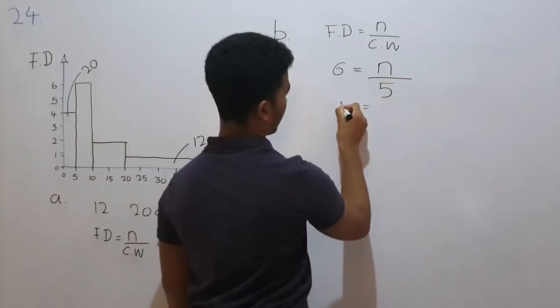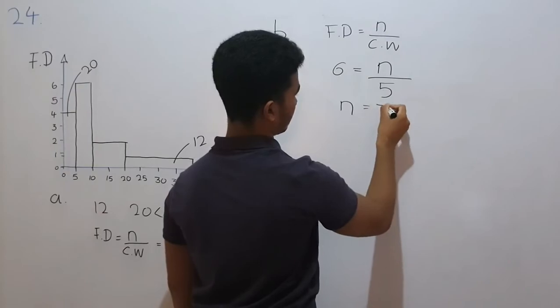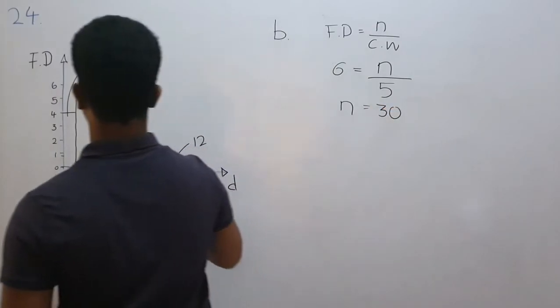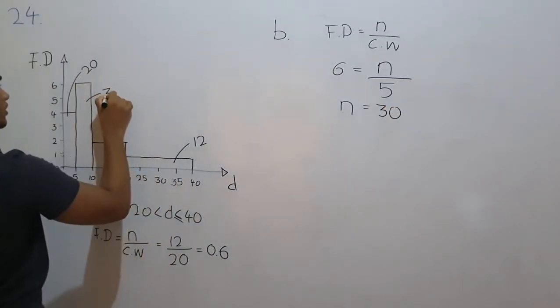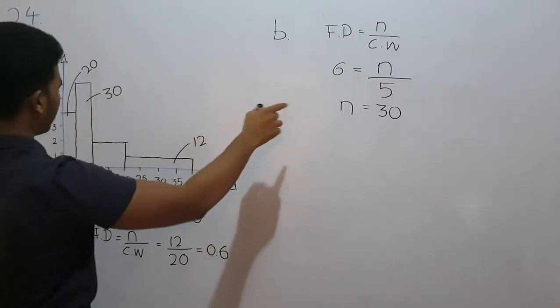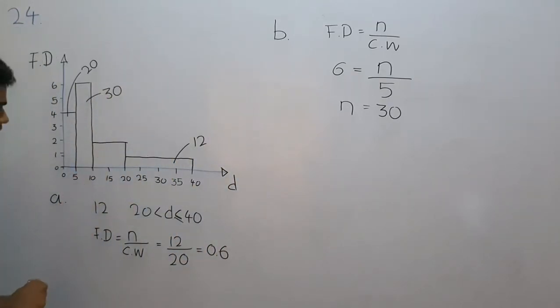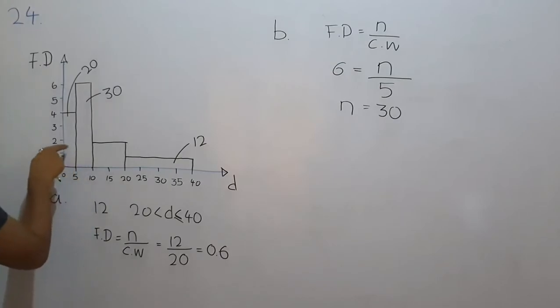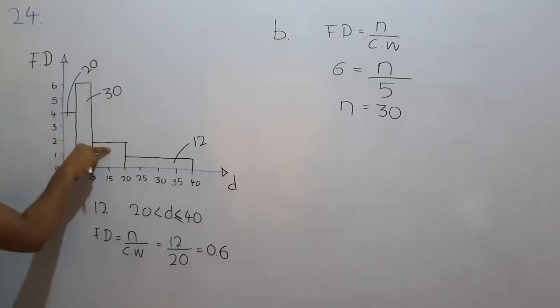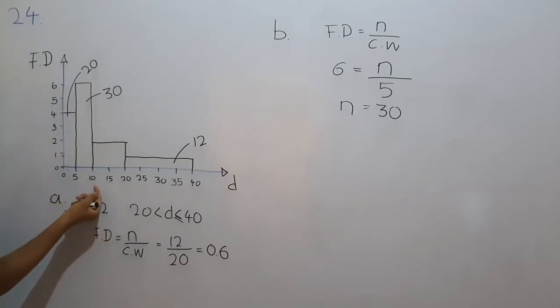So we get the number of workers as 30. So mark it, 30 workers. Similarly, we'll find this period as well. The frequency density is 2, the class width is 20 minus 10, which is 10.